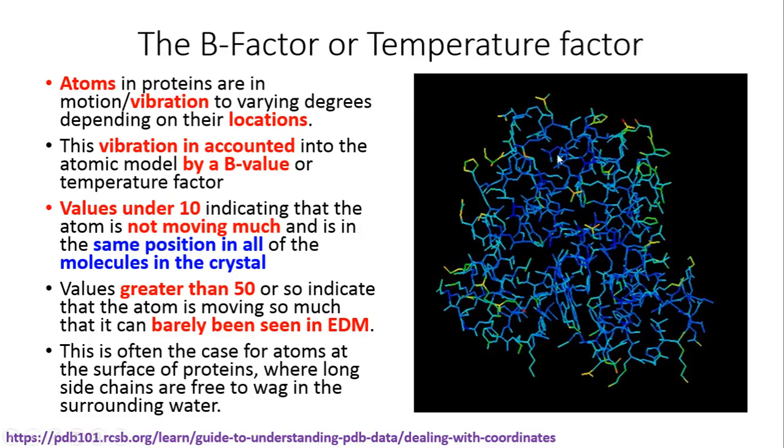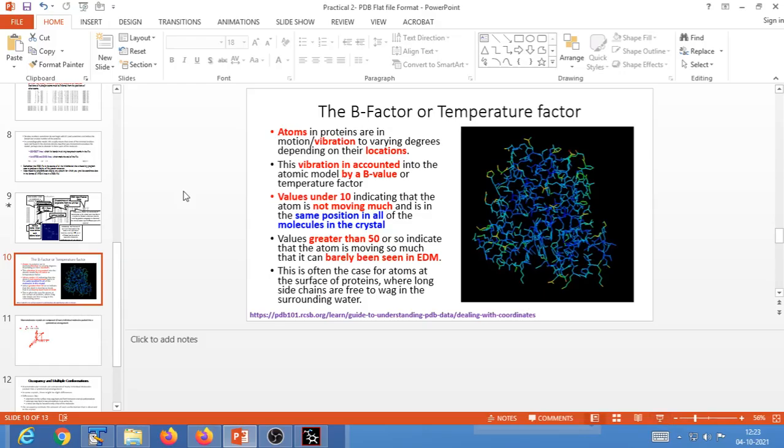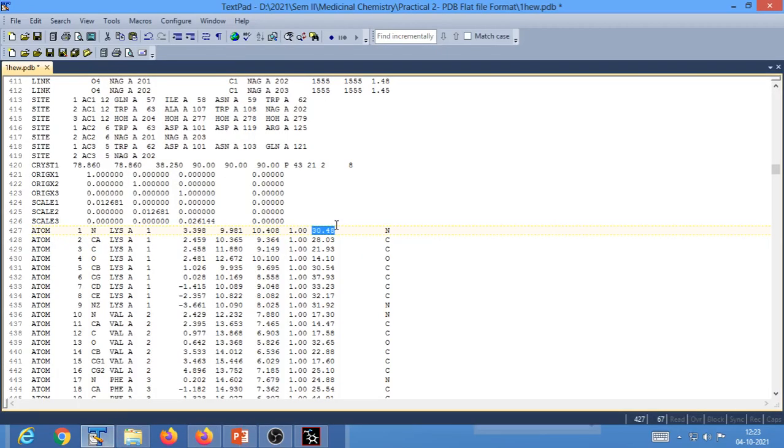Okay, and this vibration or the motion of the atoms in your protein molecule is accounted for by something called the B factor, or temperature factor. Okay, so the temperature factor is usually, we are talking about this, the values that are present in your temperature factor would give you an idea about the motion of that atom in the protein molecule.